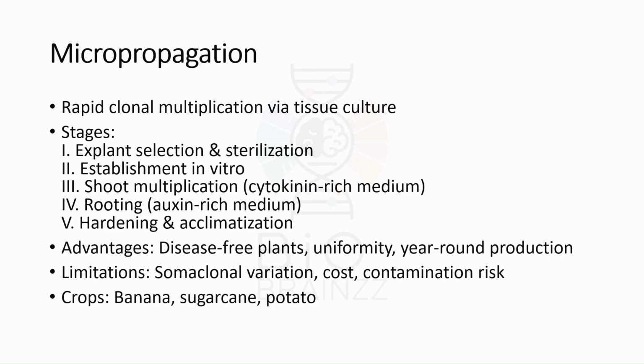This technique offers several advantages, including the production of disease-free, uniform plants throughout the year, independent of seasonal constraints. However, it also has limitations such as high cost, risk of contamination, and the possibility of somaclonal variation. Micropropagation is widely used in crops like banana, sugarcane, and potato, making it a key application area in commercial plant biotechnology.